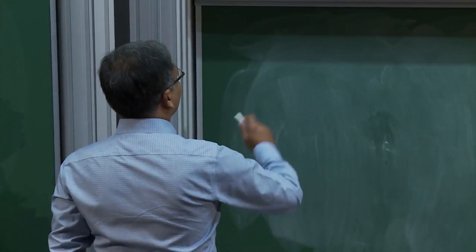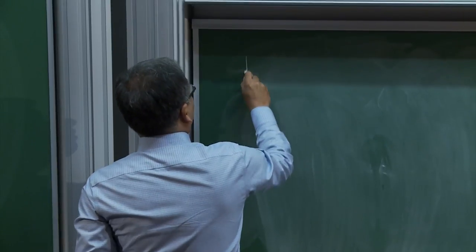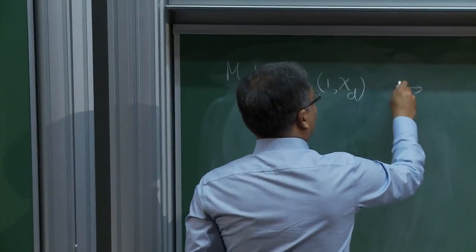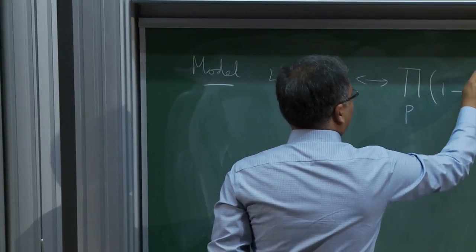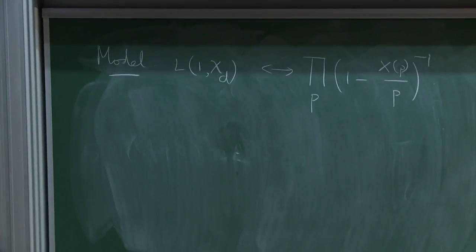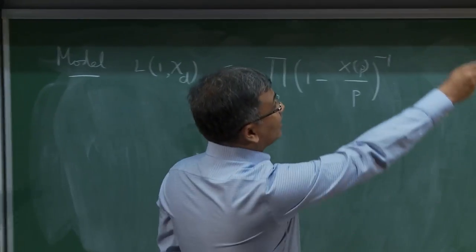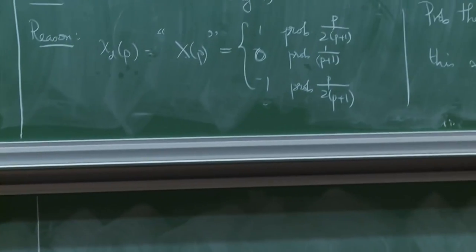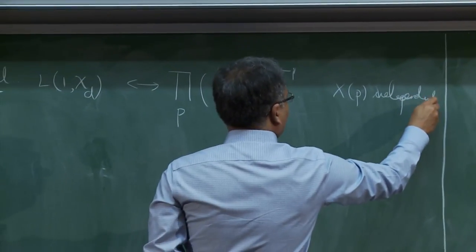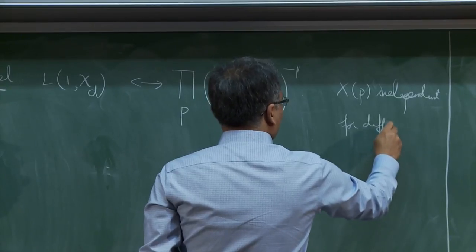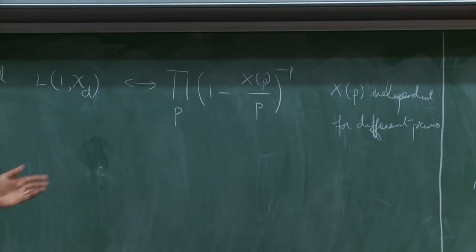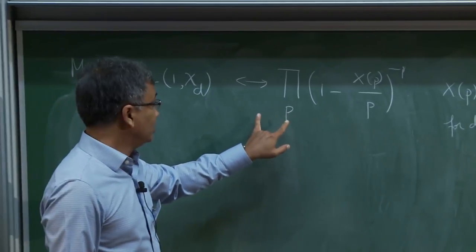L1 chi d. We could say, well, this L1 chi d should be modeled by looking at a random Euler product where the xp's are taken independently for different primes and satisfy this being plus minus 1 with equal probability. So I have an infinite product here, but you can check that this infinite product will converge almost surely.